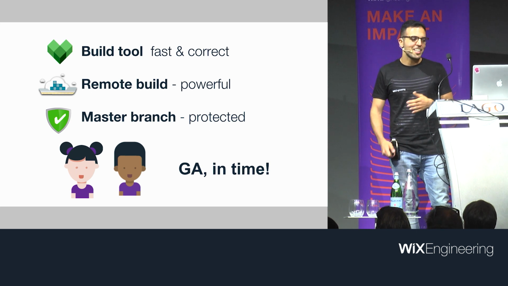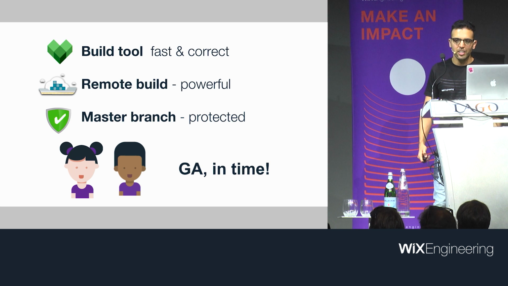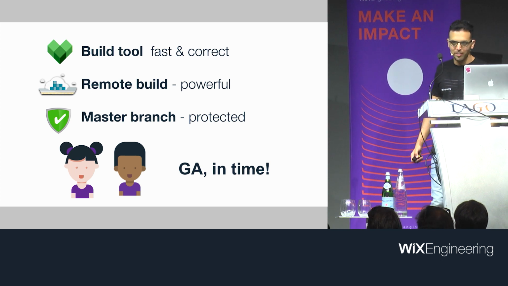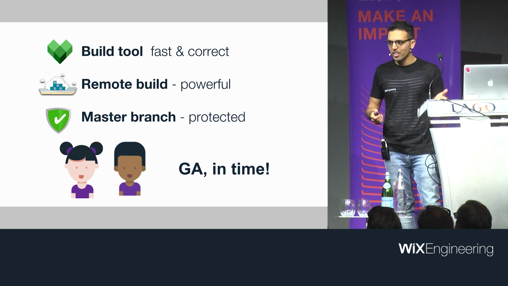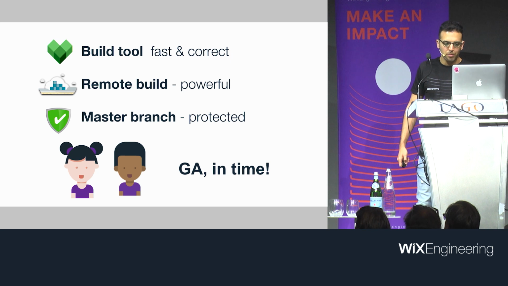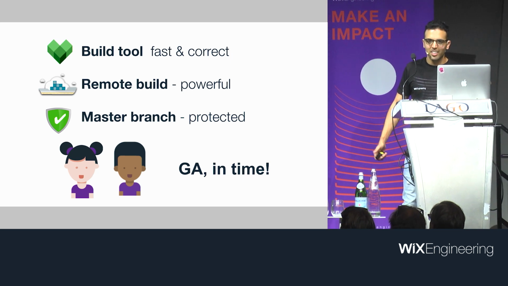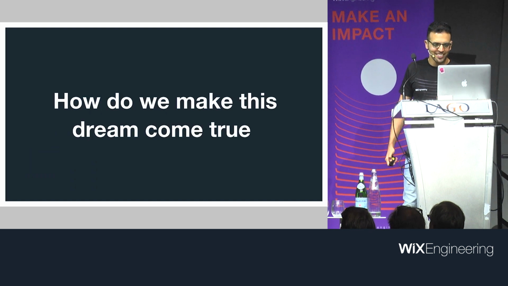So we had a dream, and in this dream, we have a build tool that we can trust to give us fast and correct feedback. We have a build server that gives us fast feedback and allows me to GA in time, and a master branch that is always protected. So GAing my code is not a problem anymore, and we're all happy. But how do we make this dream come true?